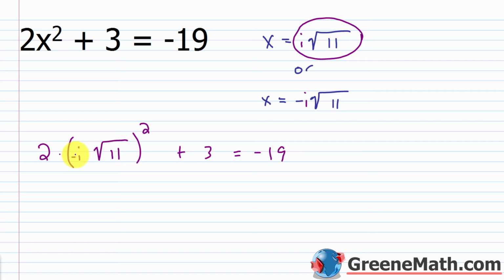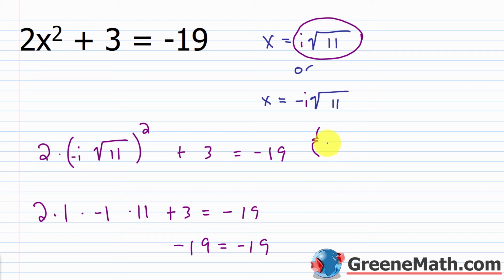It would lead to the exact same scenario where I end up with negative 19 on this side and negative 19 on this side. Again, 2 times, you can think of this as negative 1 squared, which would be 1, times i squared, which is negative 1, times the square root of 11 squared, which is 11, plus 3 equals negative 19. So 2 times 1 is 2, 2 times negative 1 is negative 2, negative 2 times 11 is negative 22, negative 22 plus 3 is negative 19. So again, you get negative 19 equals negative 19. So each of these works as a solution.